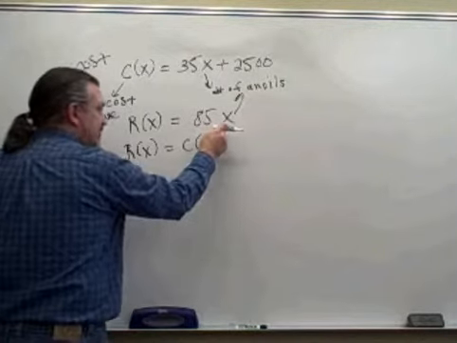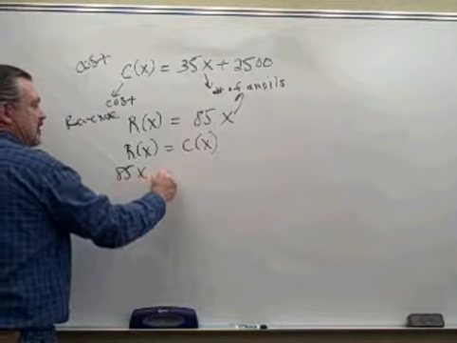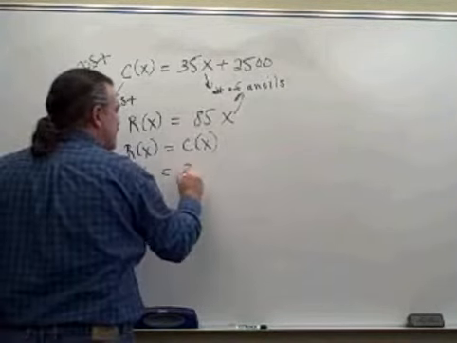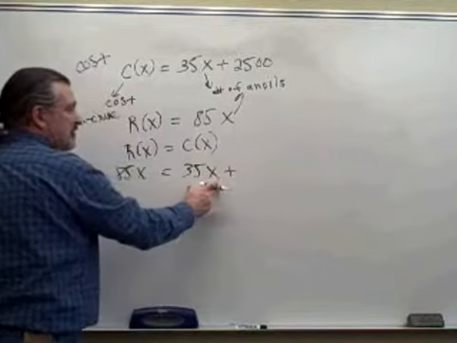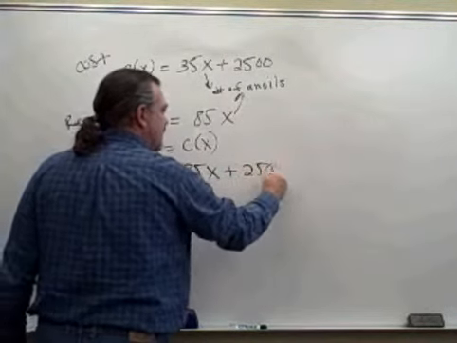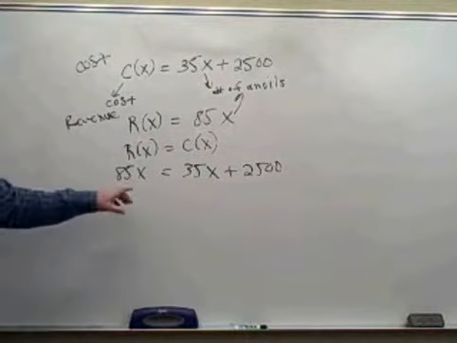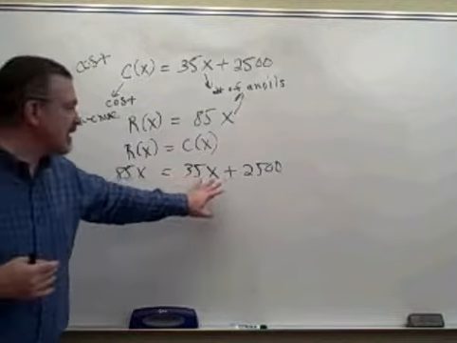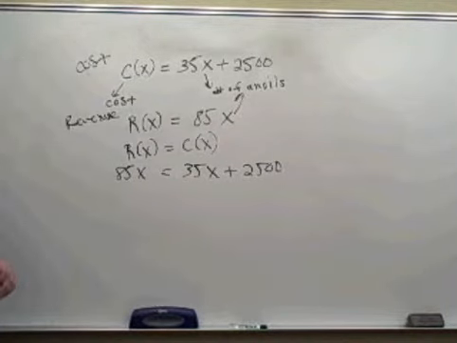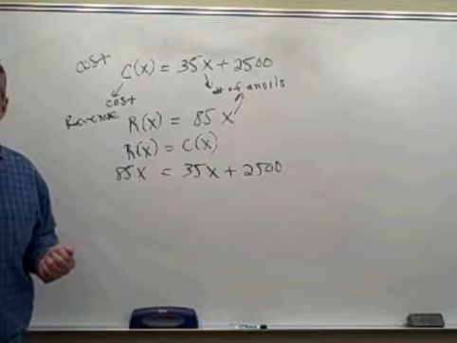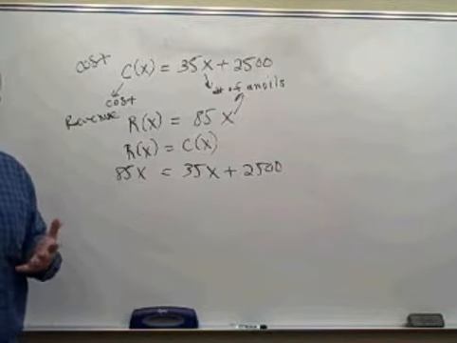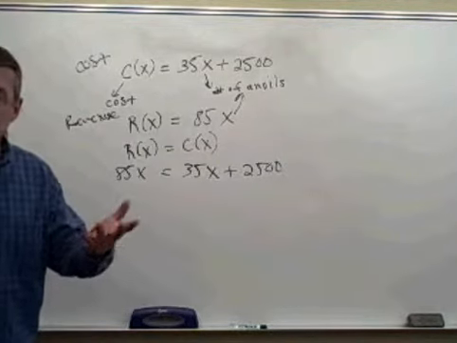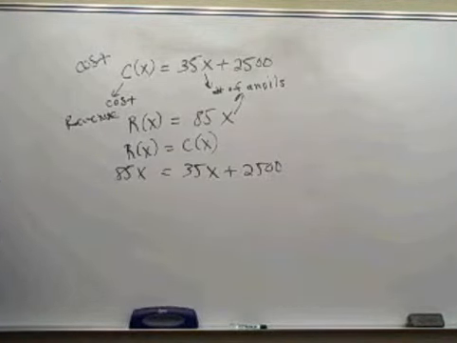Revenue is 85 times the number of anvils we're going to sell. Cost is 35 times the number of anvils we make plus $2,500 more. So there is some value of X where 85 times X equals 35 times X plus 2,500. That's my break-even point. That's how many anvils I have to make to break even. And any anvils that I make over that are going to start to produce profit for me.